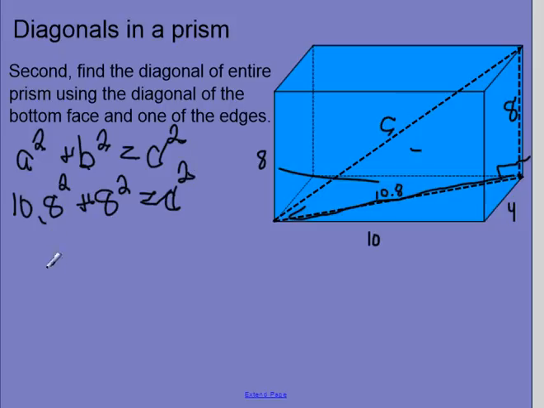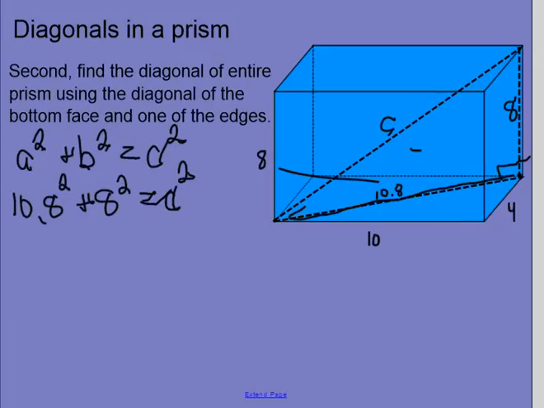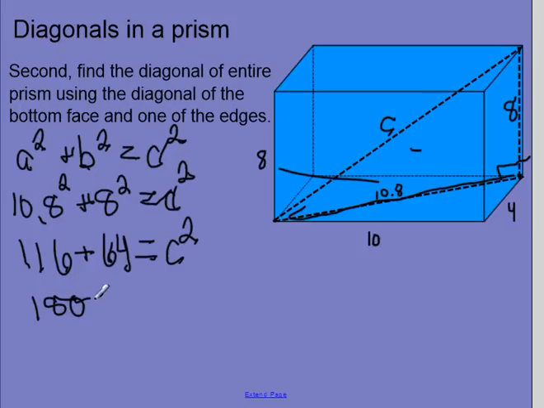And 10.8 squared, I actually know from the last one. Remember we said 2 times the square root of 29, and I turned that into a decimal for you. But when I square that, I go right back up to 116. So that 10.8 squared is going to be 116. And then I have 8 squared, which is 64, equals c squared. And this is going to be 180 equals c squared, and I'll have to take the square root of both sides.